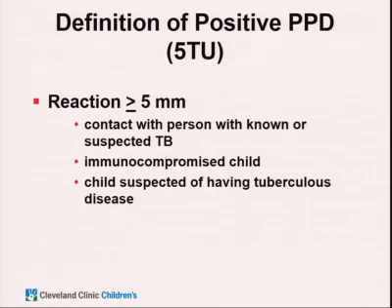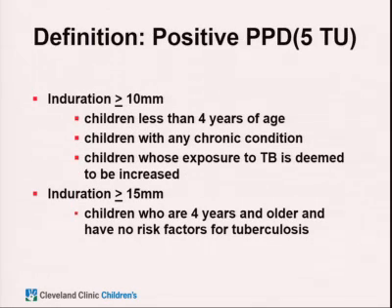These are just to remind you the definition of a positive PPD really depends on the risk factors. So 5 millimeters or greater of induration is positive in somebody who's had a contact with somebody known to actually have tuberculosis or suspected to have tuberculosis. Certainly an immunocompromised child or a child who clinically is thought to have TB, then 5 millimeters or greater is positive. Children less than 4, anyone with a chronic illness or somebody who's exposed to TB, we use 10 millimeters and greater as a positive.